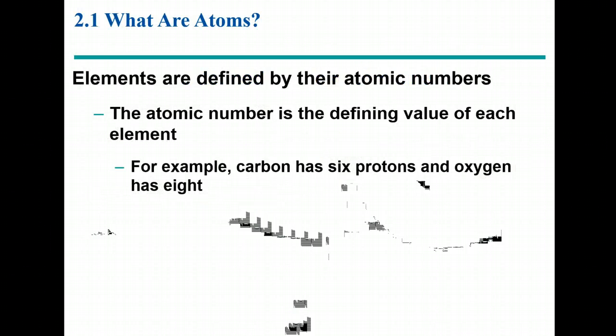Elements are defined by their atomic numbers. The atomic number is the defining value of each element. For example, if an element has 6 protons, it is considered carbon. If the element has 8 protons, it's considered oxygen.